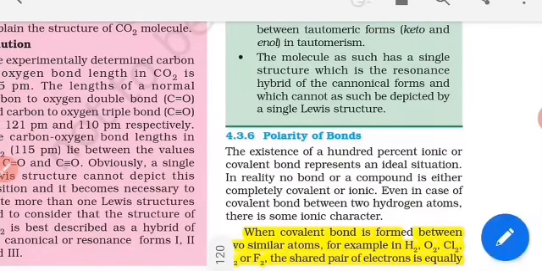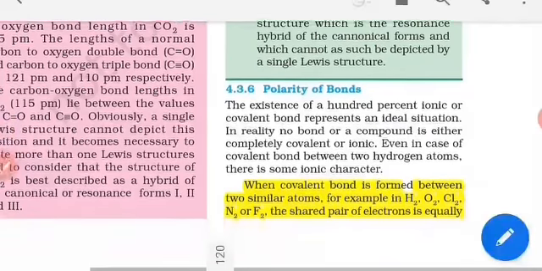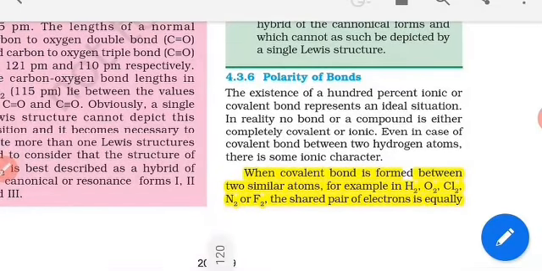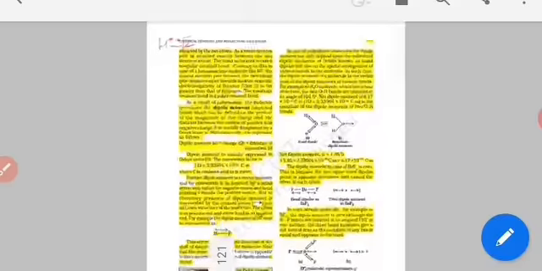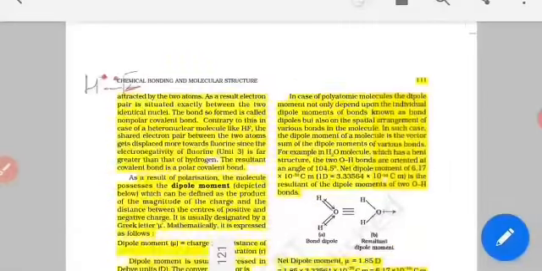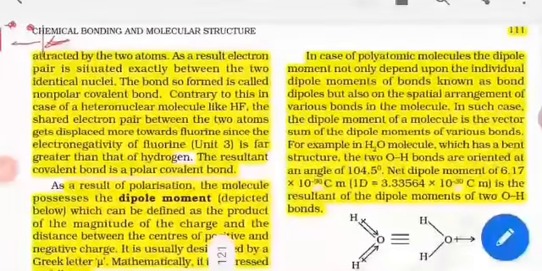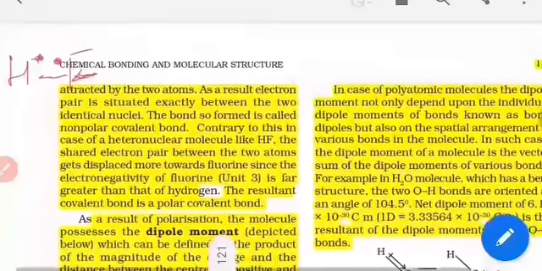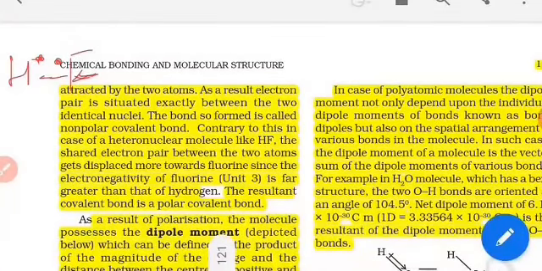Now next topic is polarity of bonds. When covalent bond is formed between two similar atoms, for example H2, O2, Cl2, the shared pair of electrons is equally attracted by the two atoms. When covalent bond is formed in between two similar atoms, then shared electron pair is attracted by two atoms equally, as their electronegativities are same.